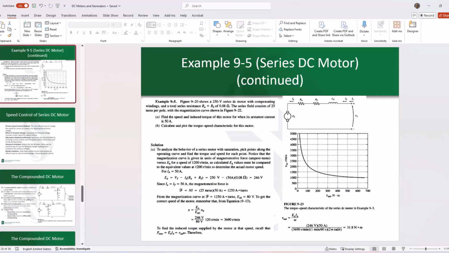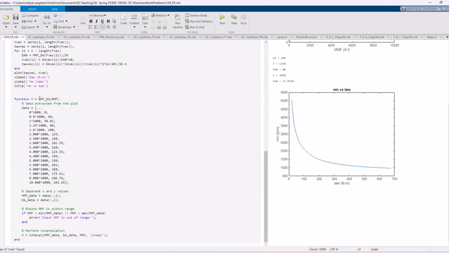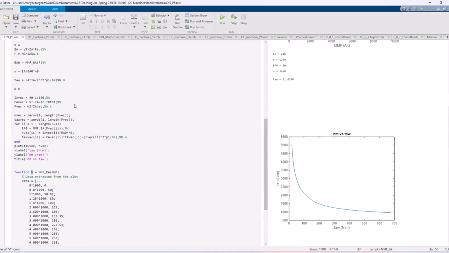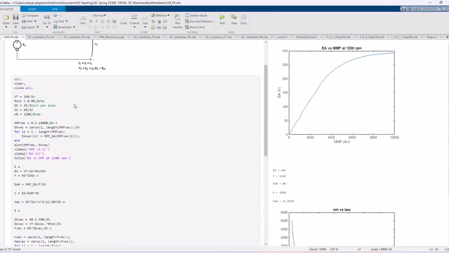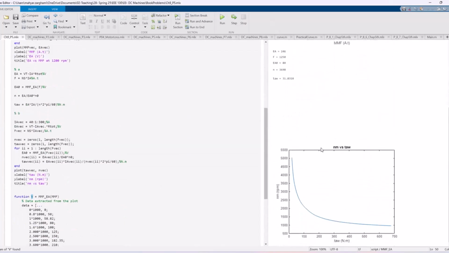Now, if you change I_A, you can plot the torque versus speed characteristic, which would be something like this. I have done that in MATLAB. I've written a function here called MMF-EA, which takes the MMF and gives out E_A. Through this, we've been able to go through the same process and get pretty much the same torque versus speed characteristic.